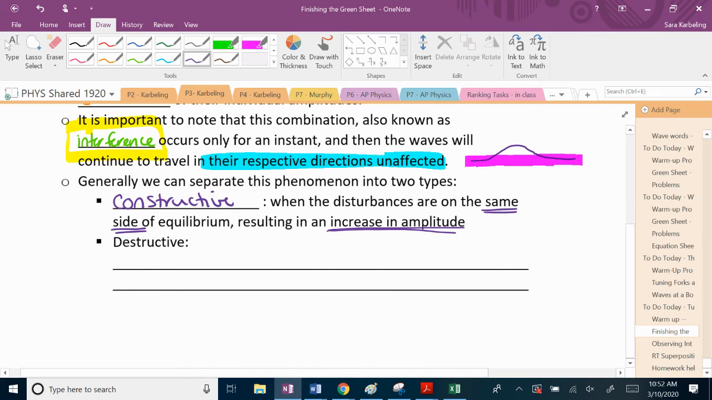Given that, I'm going to give you 1 minute. I want you to write down the definition for destructive, okay? Everybody do it right now. Go ahead and write.